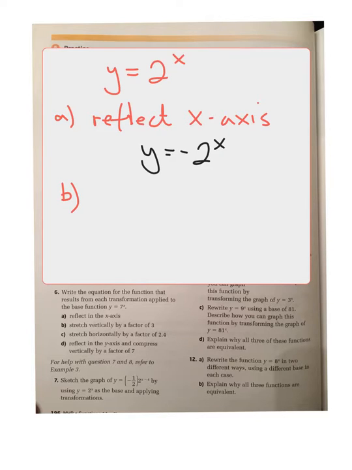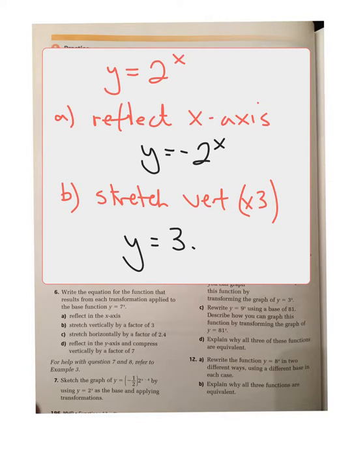B talks about stretch vertically by a factor of 3, so vertical stretch times 3. That would be y equals 3 times 2 to the x. Can't just write 3 times 2 because these two things are different, so you could put a bracket around the 2 to the x like that.